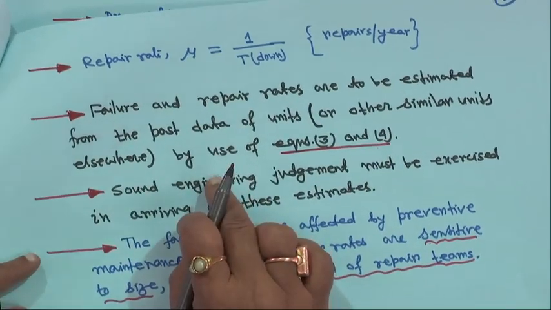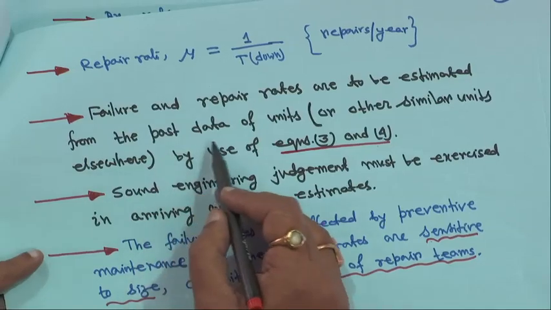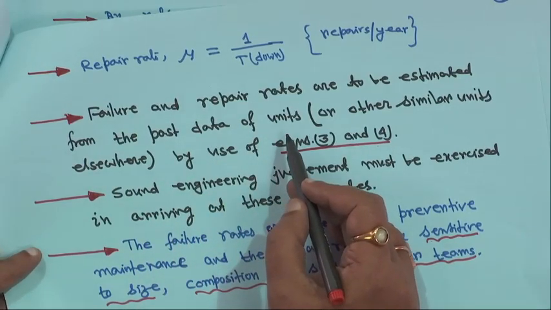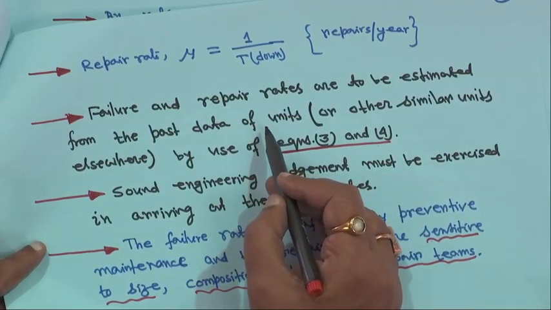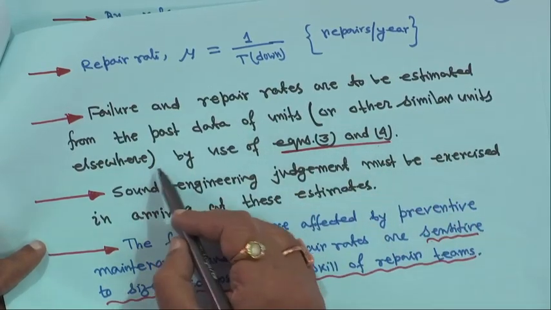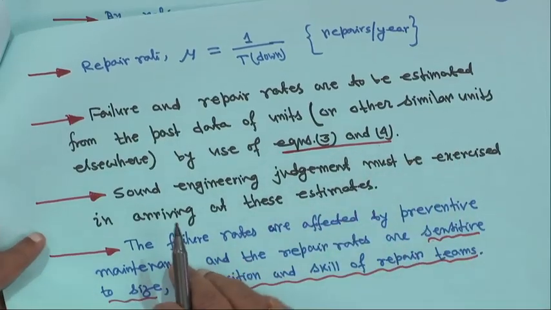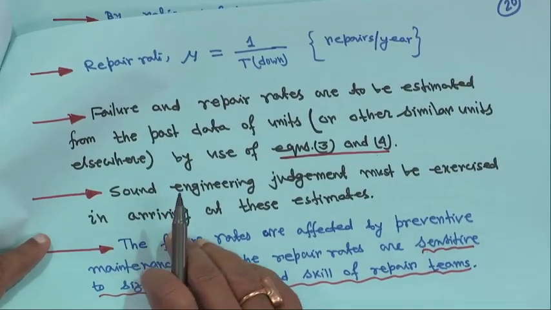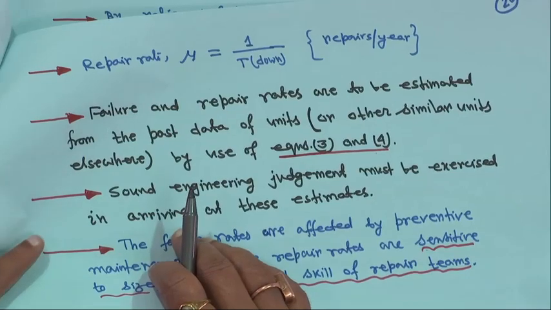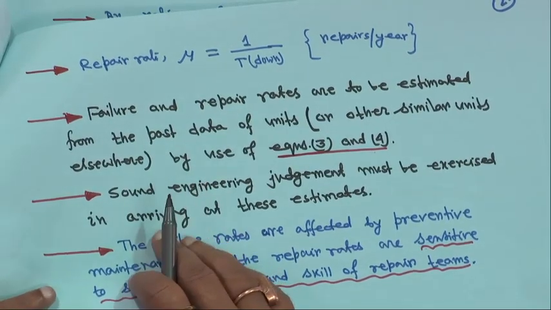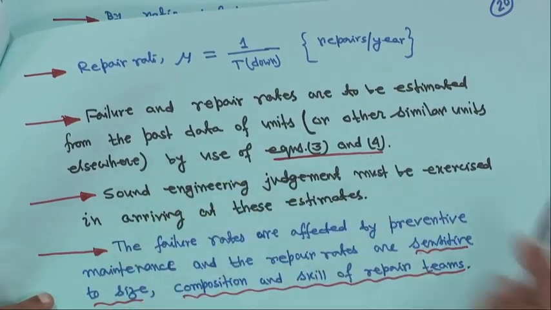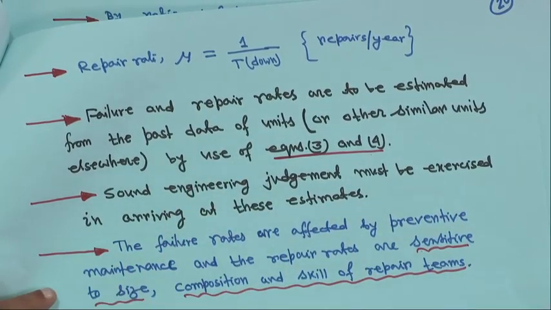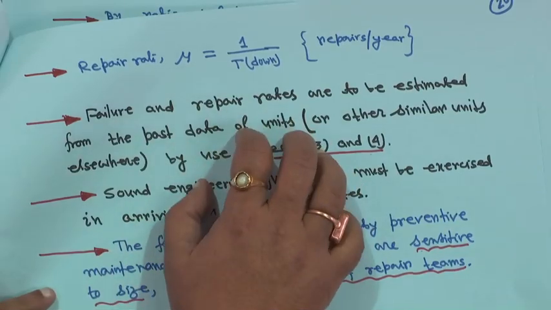The failure and repair rates are to be estimated from the past data of units. You have the past data stored, or data from other similar units elsewhere, using equations 3 and 4. Actually, in a power plant, suppose some fault has occurred and some generators are out. Nowadays we have a huge computer database, and all the solutions are available. If some fault has occurred to a generator in any power station, they record what type of fault it is and how it has happened.